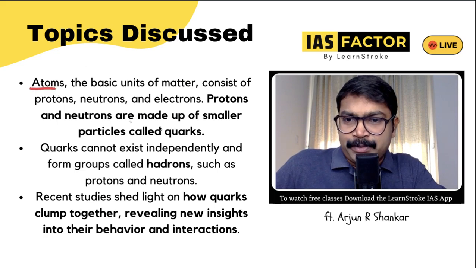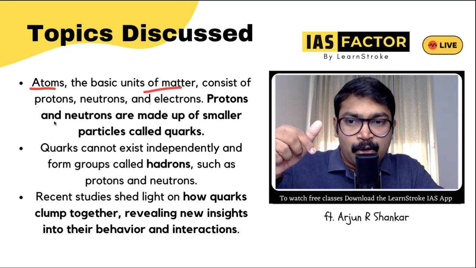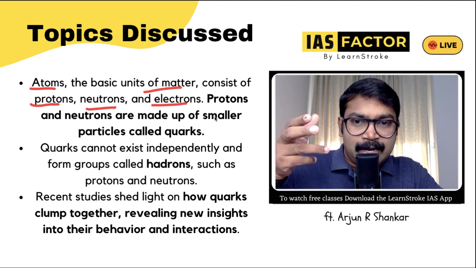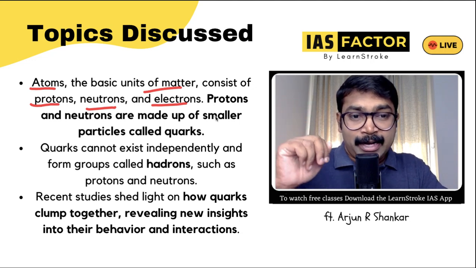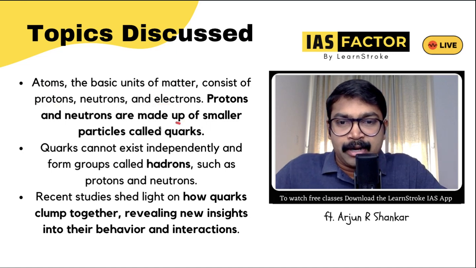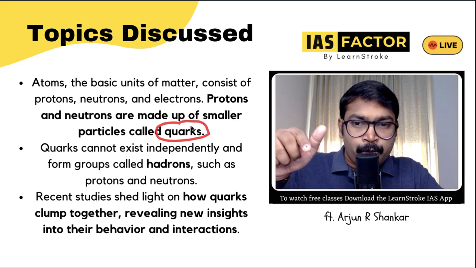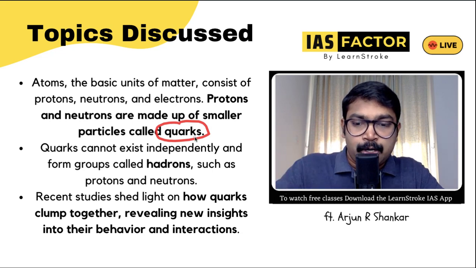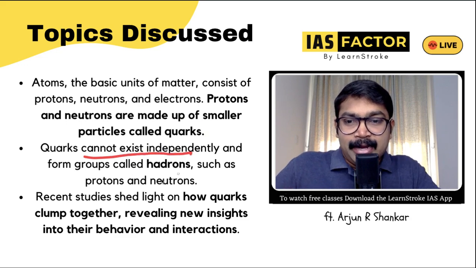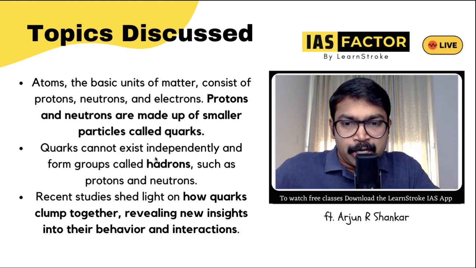Please understand, the atom is the basic unit of matter. You know that. The atom is the basic unit of matter consisting of what? Protons, neutrons, and electrons. So clear? So the atom consists of the basic proton, neutron, and electron. You have read this in your earlier classes. Protons and neutrons are made up of smaller particles called quarks. That is important. Protons and neutrons, not electrons. Protons and neutrons are made up of even smaller particles called quarks. Next, understand that quarks cannot exist independently and they form a group. They form a group which is called hadrons.